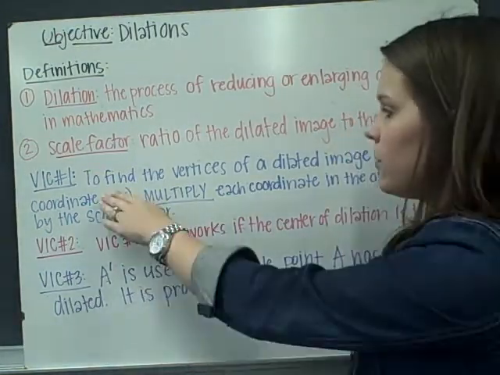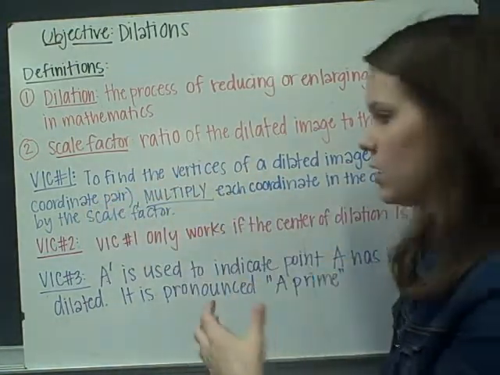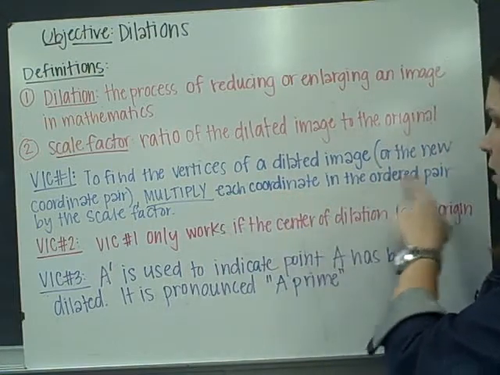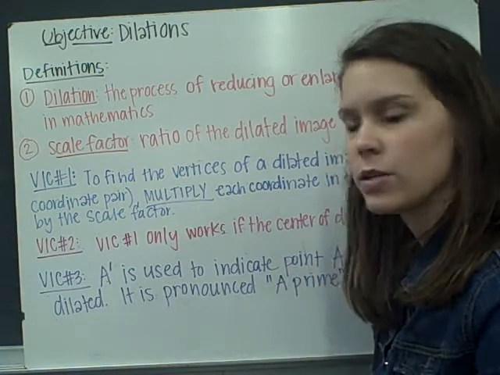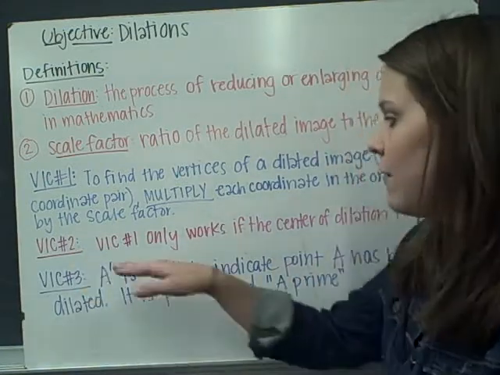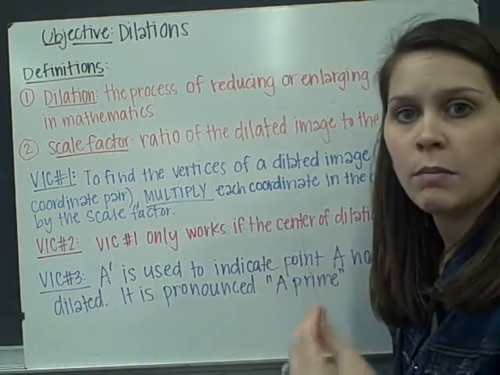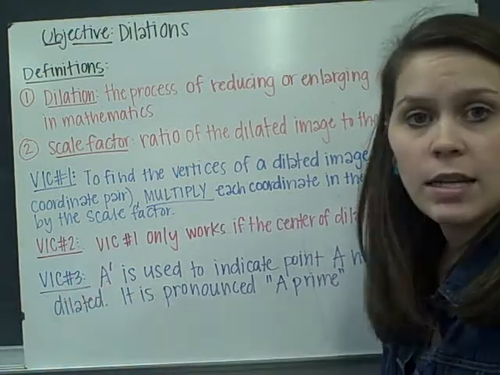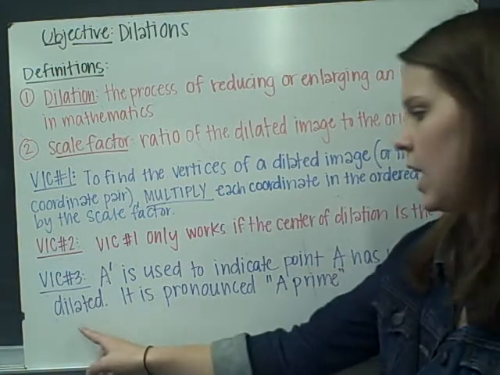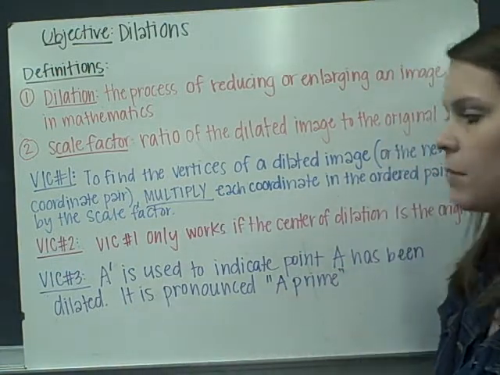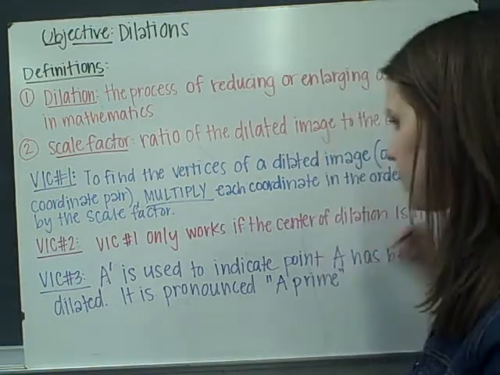Big idea number 1. To find the vertices of a dilated image, or the new coordinate pair, so after you dilate it, multiply each coordinate in the ordered pair by the scale factor. So you multiply the x value and the y value by that scale factor. Big idea number 2. Big idea number 1 only works if the center of dilation is the origin, so if everything is being compared to the origin. And big idea number 3 is A prime is used to indicate point A has been dilated. It is pronounced A prime. So it's a way to distinguish from your original to the new figure that has been dilated.